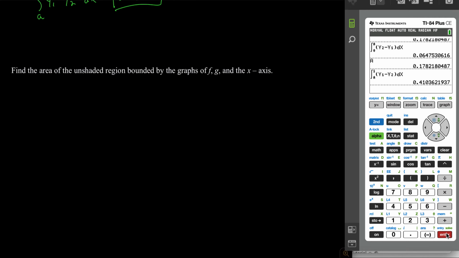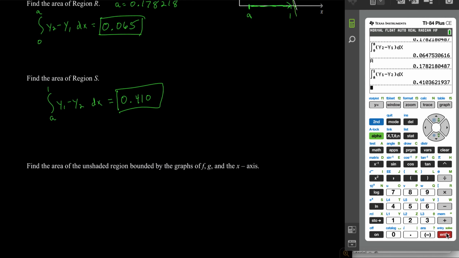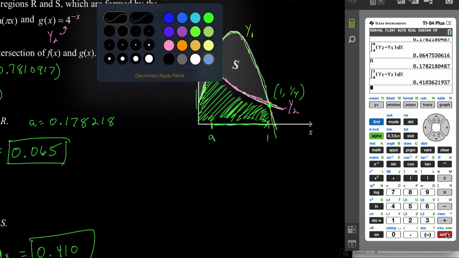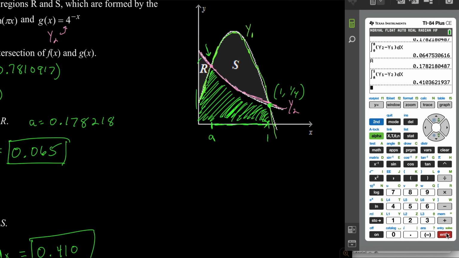Find the area of the unshaded region bounded by the graphs of F, G, and the x-axis. So they're looking for this green area in here. And the way I would find it is, let's see, I'll shade it in this light blue. If I find the area under the curve y1 to the x-axis, which we haven't done yet, this blue area is simply the integral from 0 to wherever this crosses the x-axis. I don't know where that is yet, I've got to find that, but if I integrate that, I'll get the blue area.